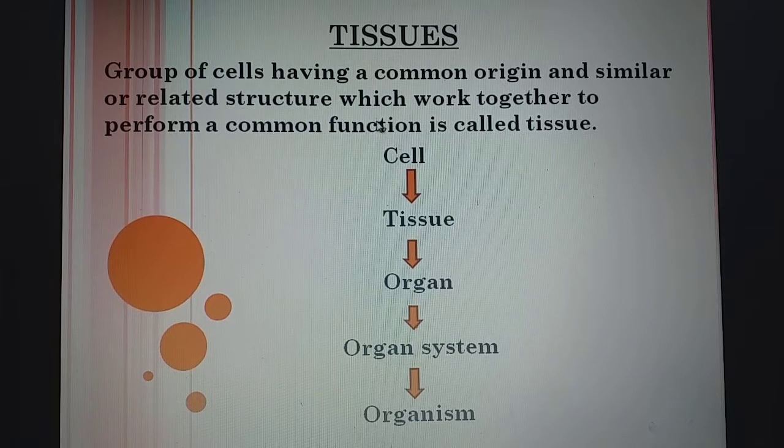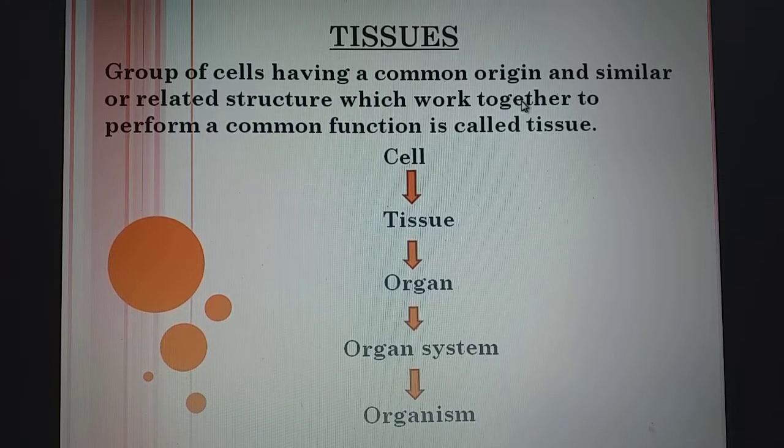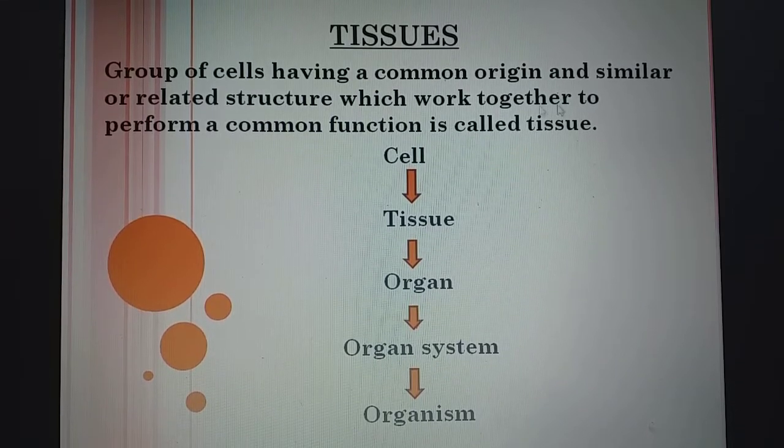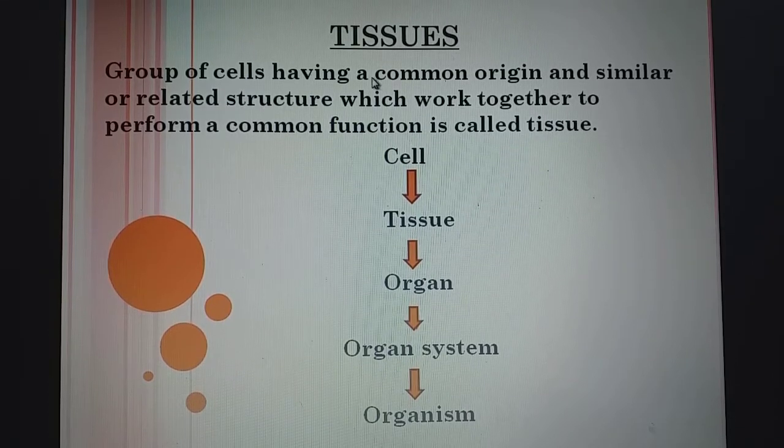So, don't make a mistake while writing: group of cells having common origin. This you have to write. If you simply write a group of cells that perform a common function, then the answer will not be correct. You have to write that those which have a common origin and similar or related structure. This you have to write. Then only the definition will be complete.